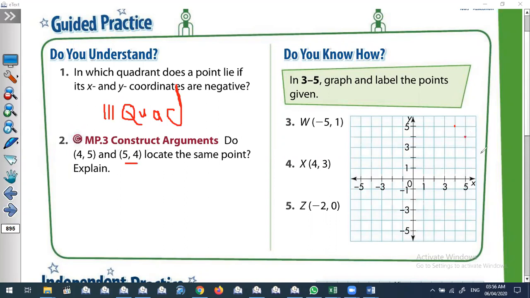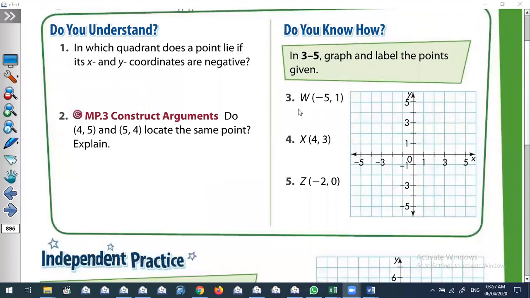Are these 2 points the same? No. They are not the same. They are different, so order here is important. 4 and 5 does not equal 5 and 4. Let's move to another exercise.